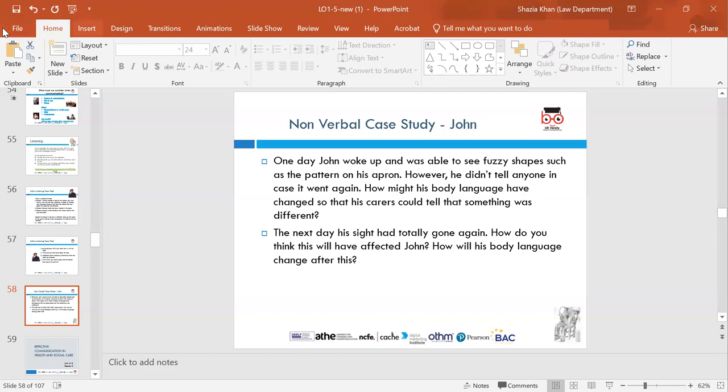Who knows? His body language will portray a lot to the carer, to show how he's feeling. Because he may have felt good about everything the day before, but then the day after, his sight has totally gone again. So he may feel upset, anxious, or depressed, or he may be crying. His body language will portray that to the carer, and she'll be able to understand that he's been affected by this quite a lot.